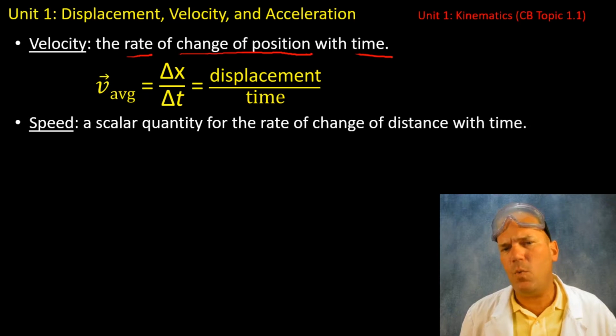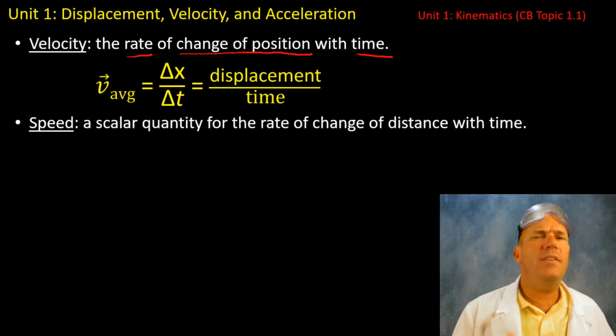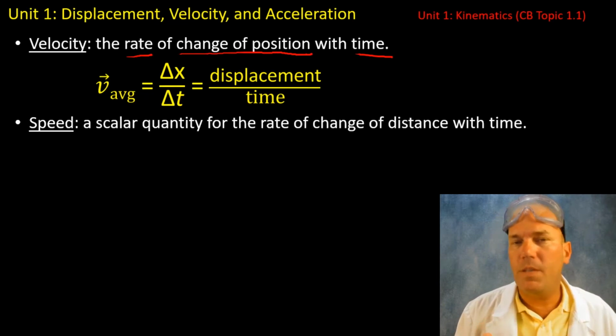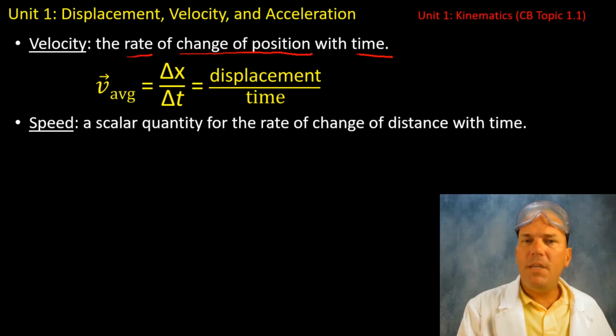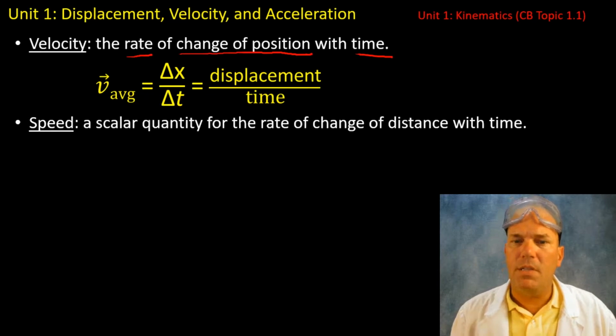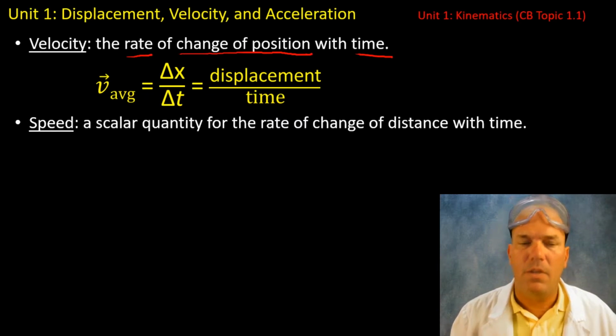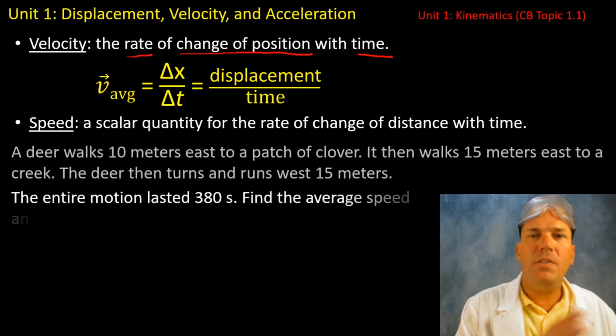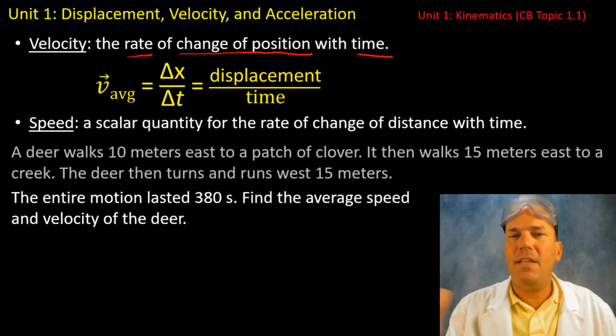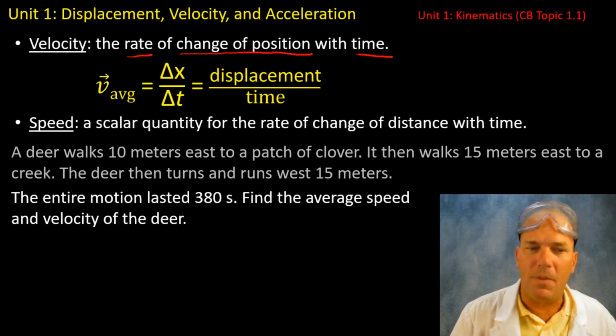Speed is a scalar quantity. It's the rate of change of distance with time. These are not the same. Speed does not include direction, only magnitude. And I want to elucidate this by using our previous example, but adding 2 more sentences to this problem.